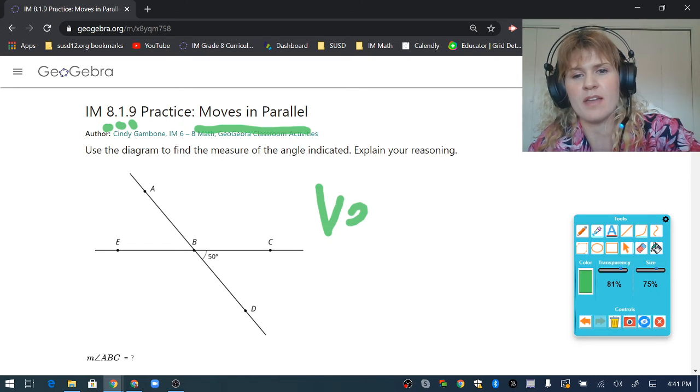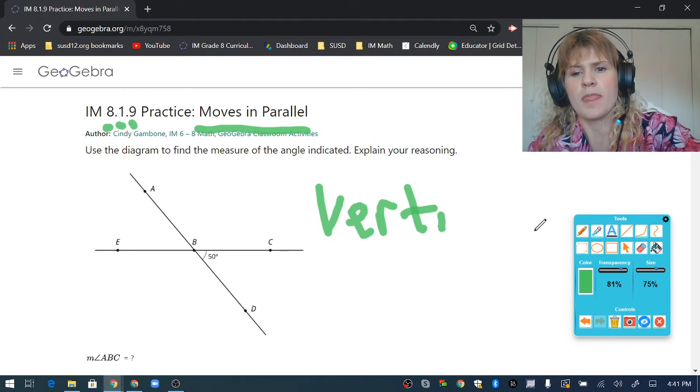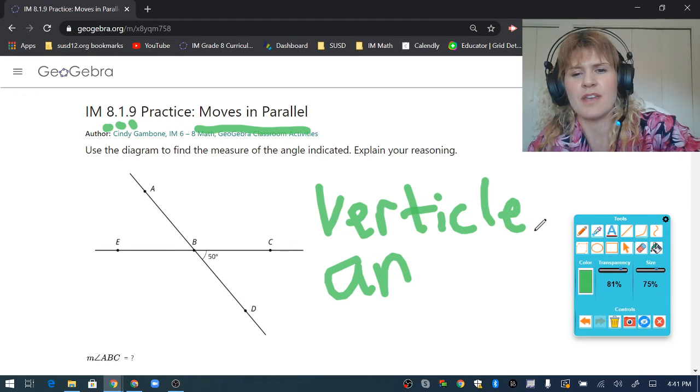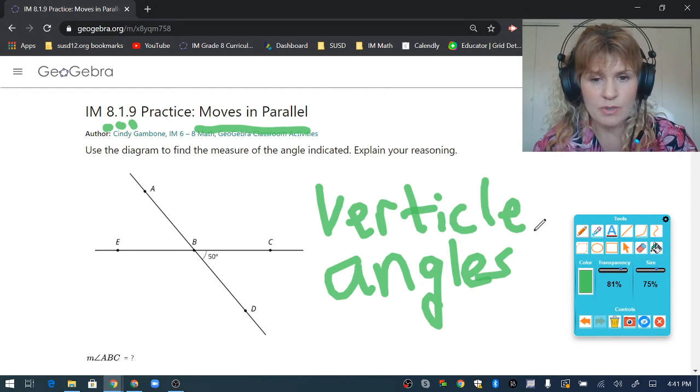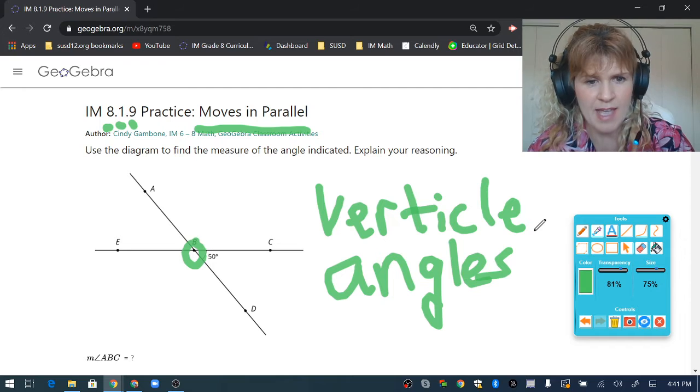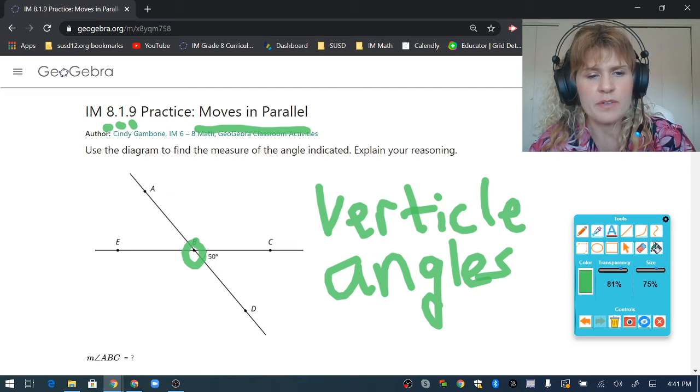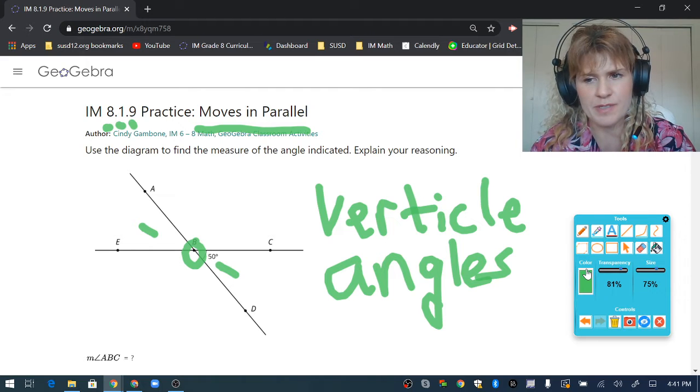Let me spell that. Vertical angles. Can you guess what that is? Look at these two lines and where they intersect. The angles across from each other are vertical angles.